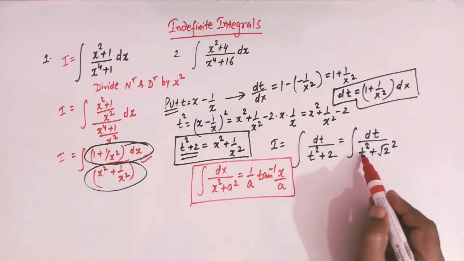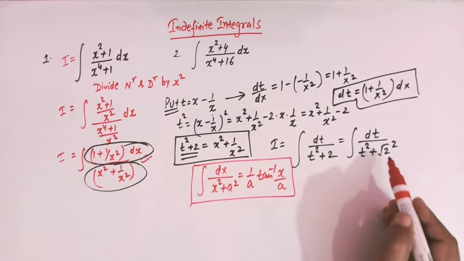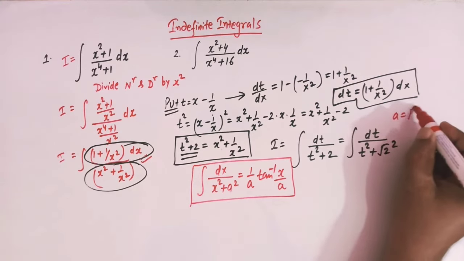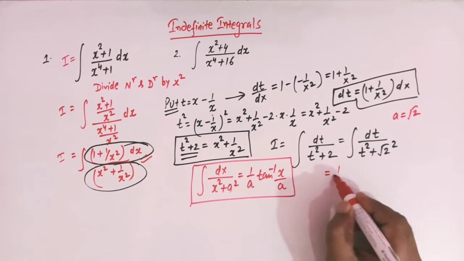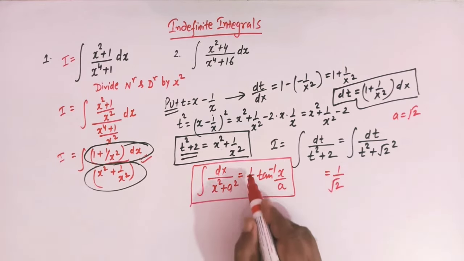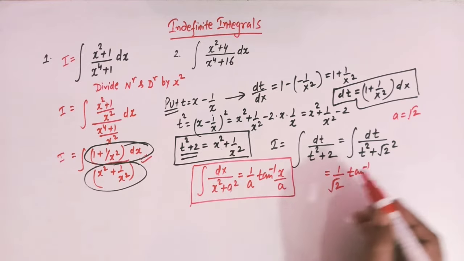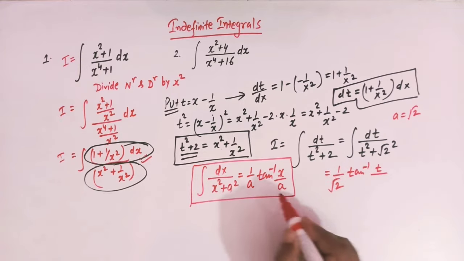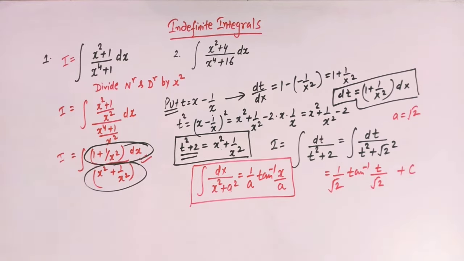So here the variable is t in place of x, and for a we have square root of 2, right? So now this integral can be written as 1 over root 2, for 1 over a, then tan inverse, then for x we have t, and for a we have root 2, plus c, where c is the constant of integration.